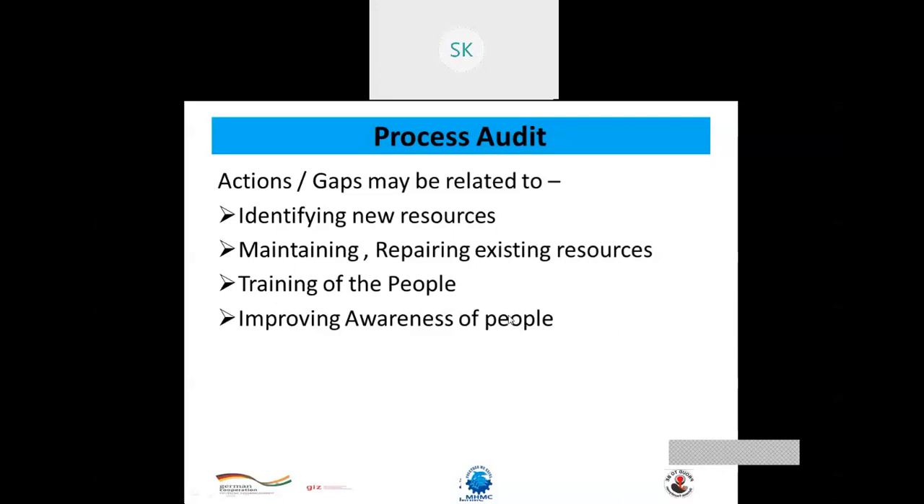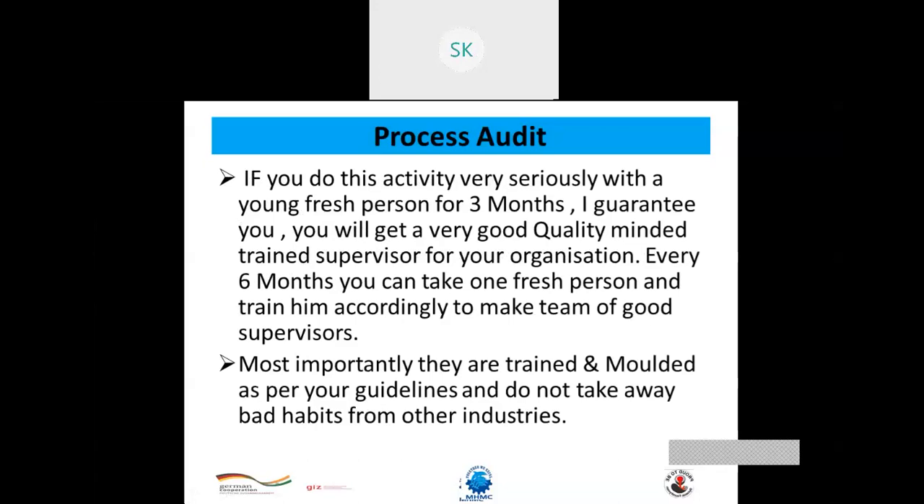So, training of people. Some places you may find that the awareness is not there. People are not having proper awareness, so you go and train them properly. This is another area you can find: improving the awareness of the people, training the people. So you can get all these points, and all these actions may arise through the gap analysis.